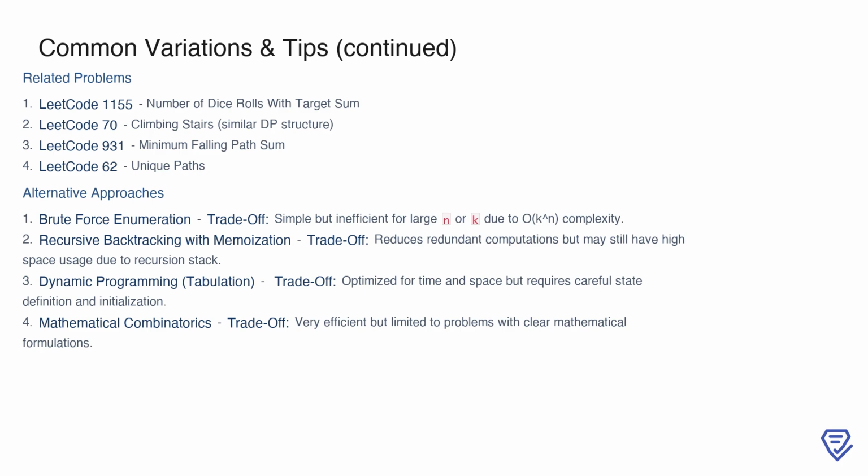When tackling problems like this, there are a few alternative approaches you might consider. Brute force enumeration, for example, is straightforward but inefficient for large values of n or k due to its k^n complexity. Recursive backtracking combined with memoization can significantly reduce redundant computations, though it may still require high space usage because of the recursion stack. Dynamic programming with tabulation is often the most optimized approach in terms of time and space, but it requires careful thought to correctly define and initialize the states.